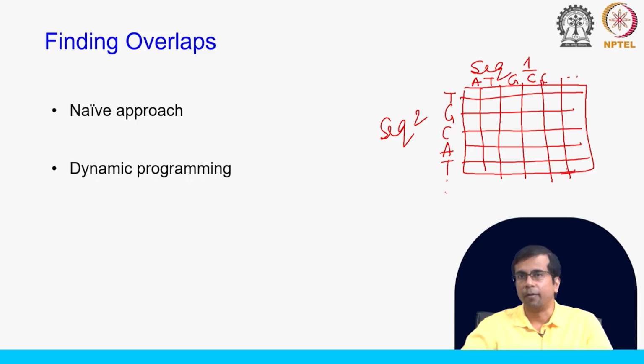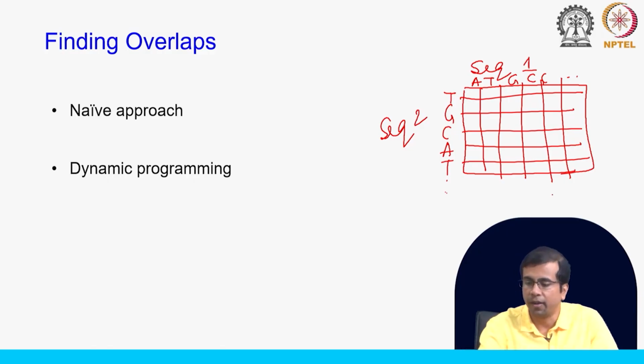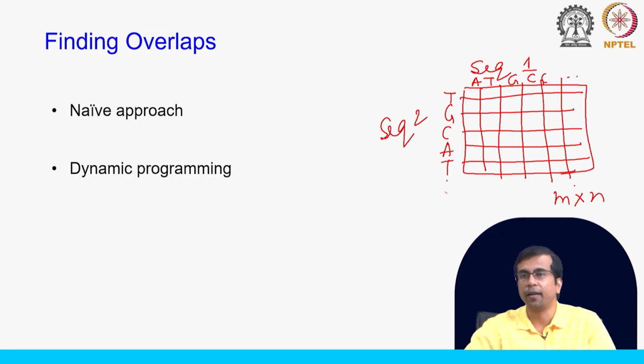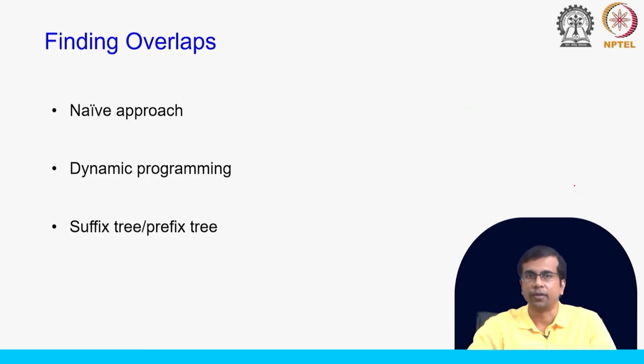What it means is that for each pairwise comparison, we have to build a matrix of size m times n, where m and n are the lengths of these sequences. Sequence 1 is of length m and sequence 2 might be of length n. For each comparison, you have to calculate these many values and then find the overlaps between these two sequences. As you can probably imagine, this is going to take time. This is not an easy process.